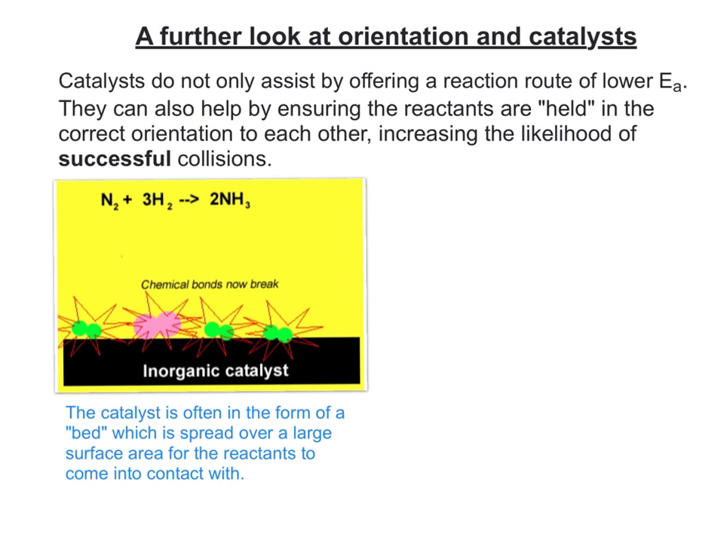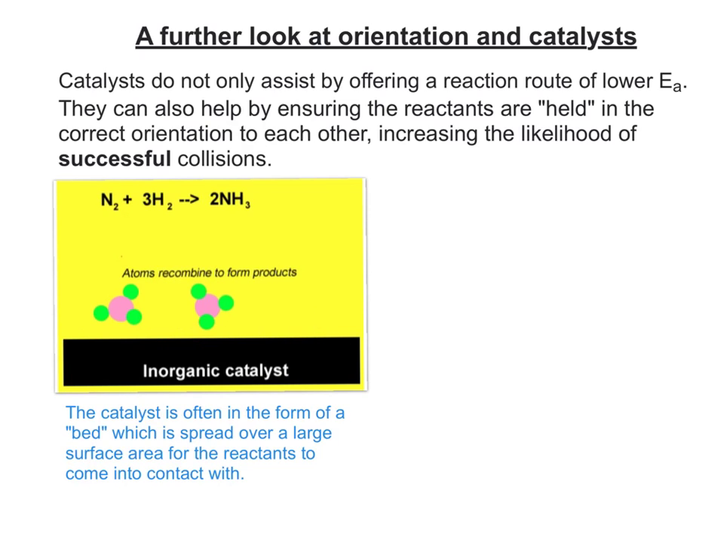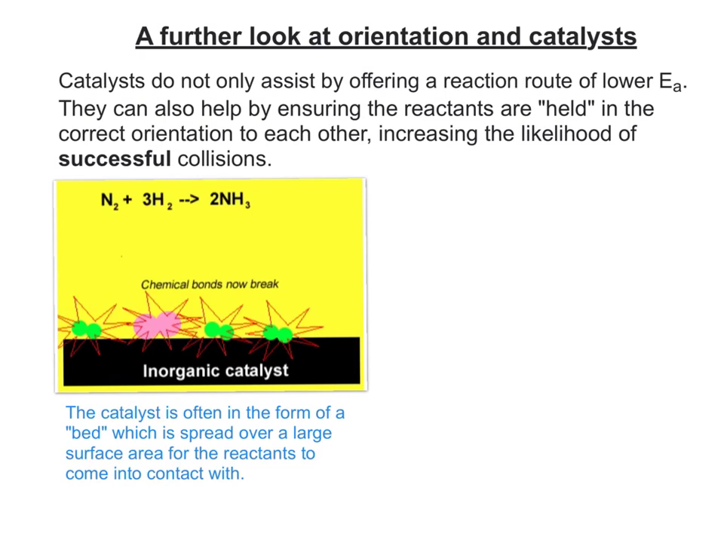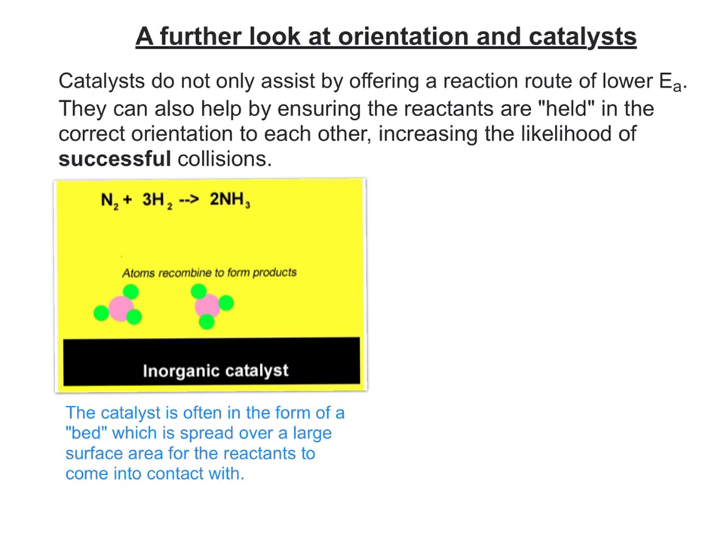So if we look at what we call a heterogeneous catalyst, being in a different state to the reactants. In this animation you have three gases. You have nitrogen and hydrogen reacting together to produce ammonia. That's obviously the Haber process.